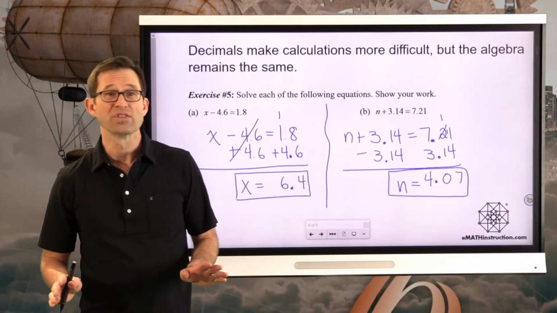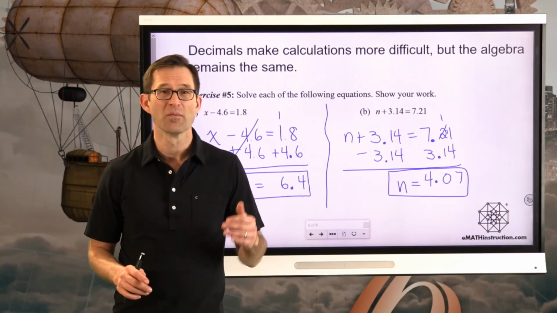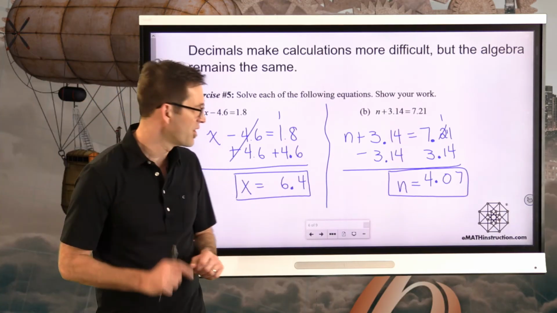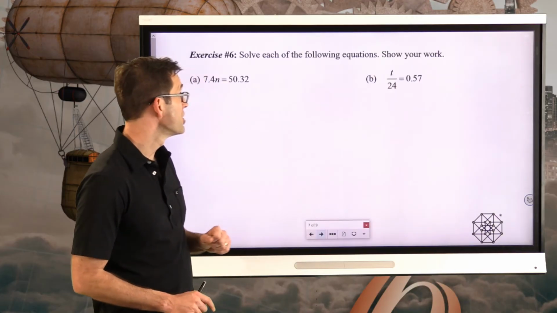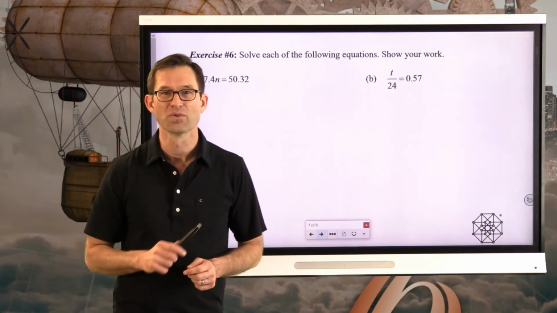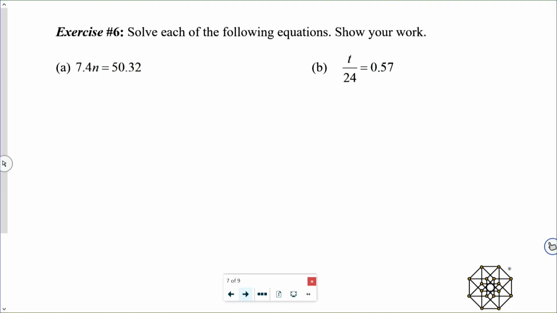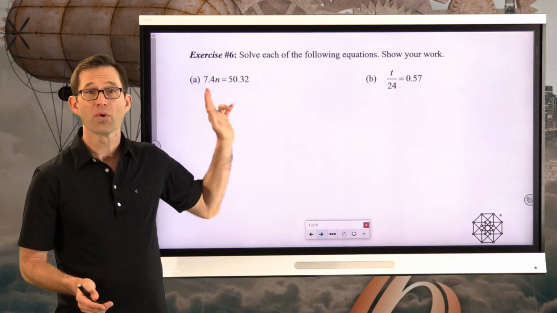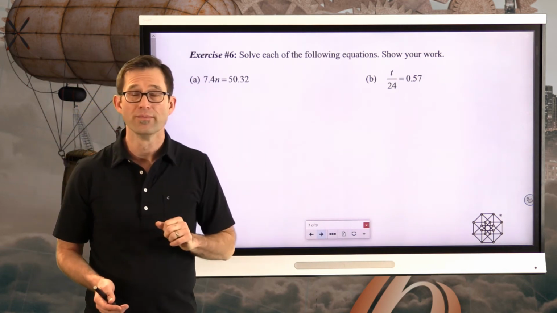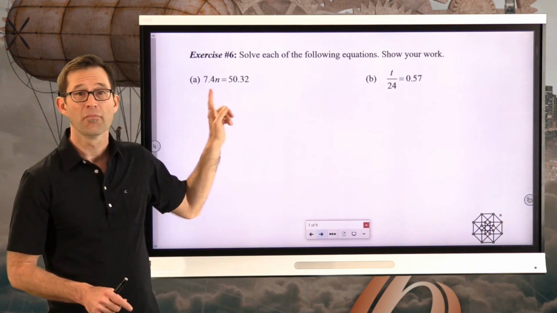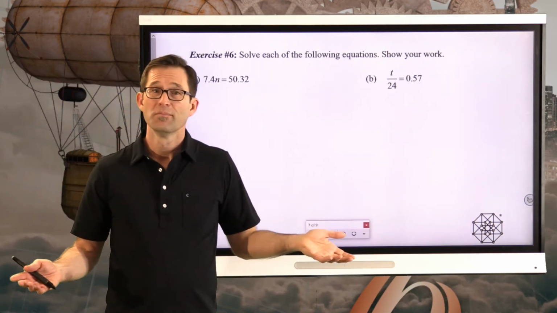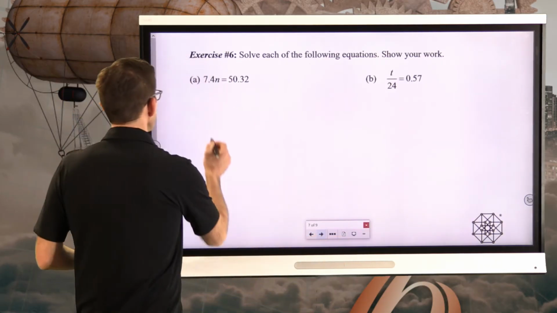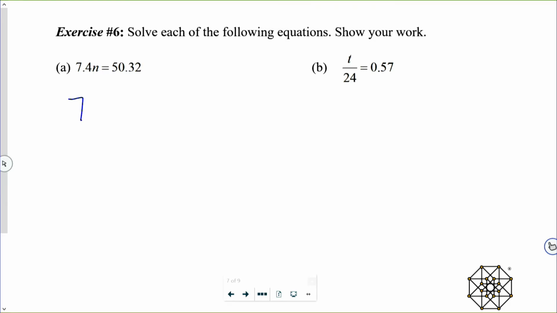Now, of course, you know what's coming, which is going to be the multiplication and the division. So let's keep working with those. Exercise number 6. Solve each of the following equations, show your work. All right, so again, here I've got a number times a variable equals a number. I need to divide both sides by that 7.4. But that's it, right? So, again, no difference than if I had 7n equals 56.